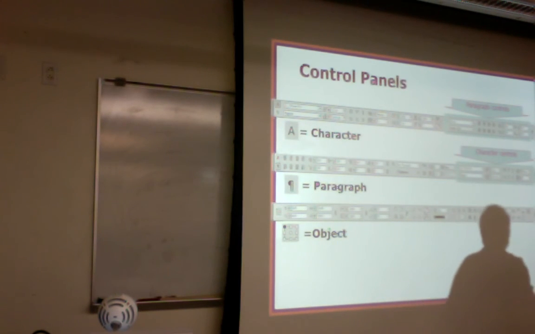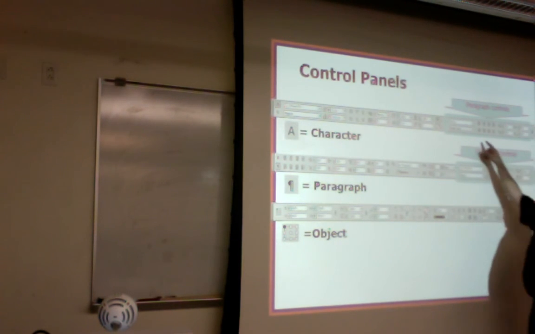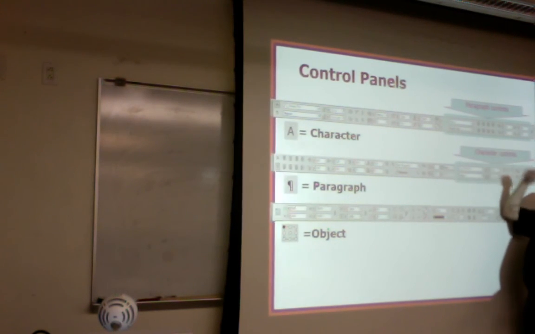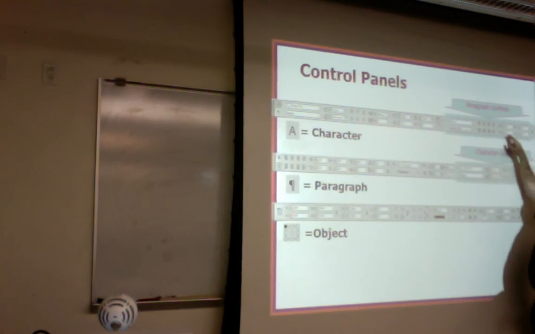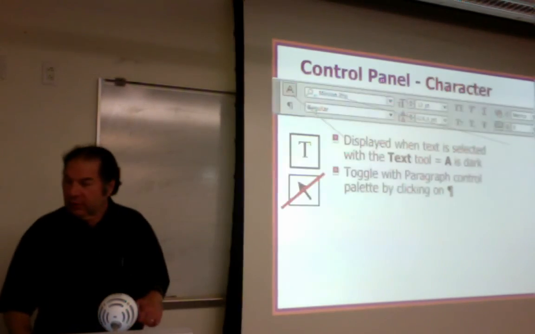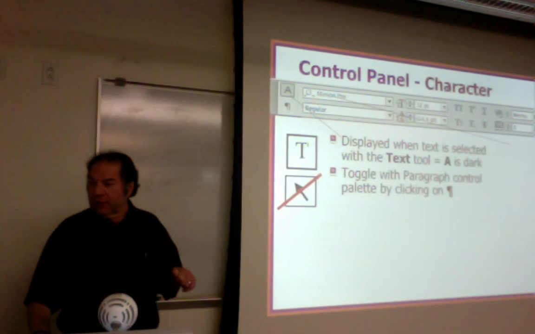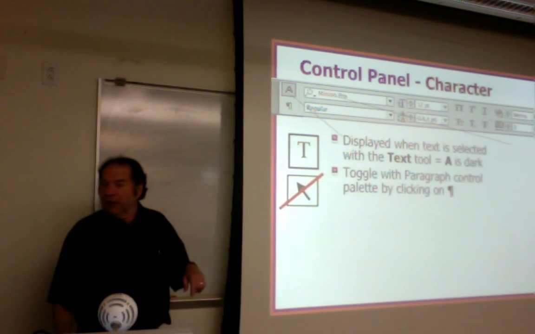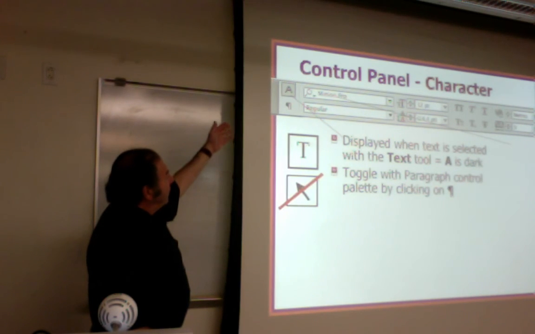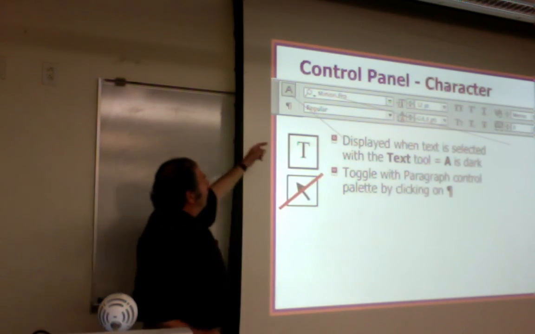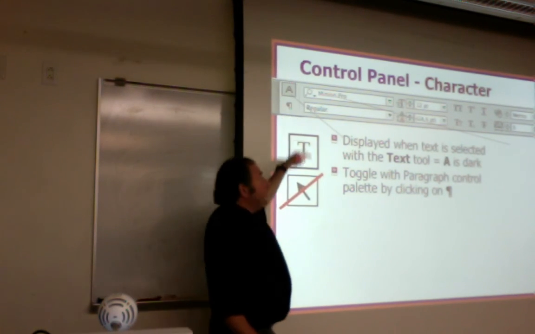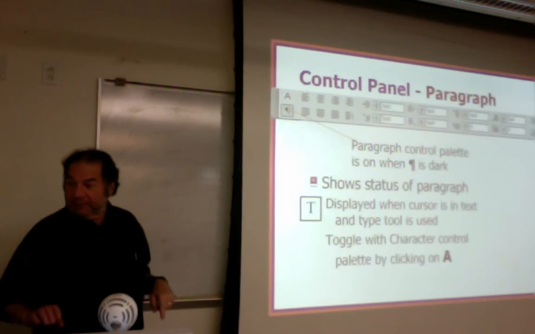The other one up there is the paragraph controls. So you can see that you have different ways of aligning the text. And then these are indents. Okay. So the character panel, the A is dark. That's how you know you're working with the character panel. And if you want to go back to paragraph, you can just click on the paragraph sign. You can go back and forth between these two. Very, very easy to do that.